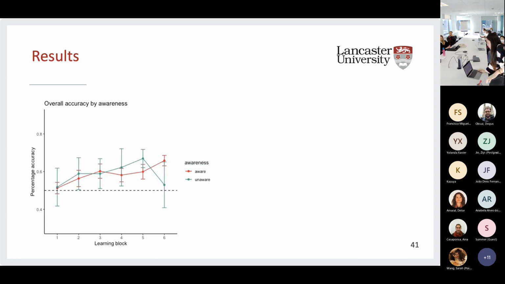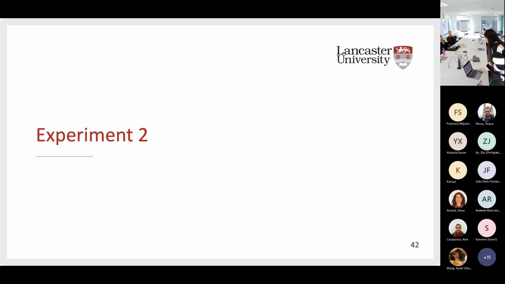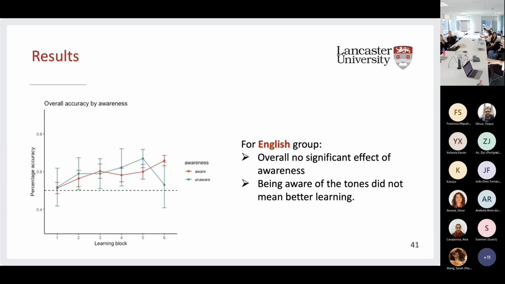Here's what we found. The red lines are aware learners, and the green ones are unaware learners. And we did this only for the English group, because obviously the Mandarin, the Chinese group, they are aware of the tones. And we didn't find a significant difference between aware and unaware groups. So being aware of the tones didn't really mean better learning in this case. And that was our experiment 1.